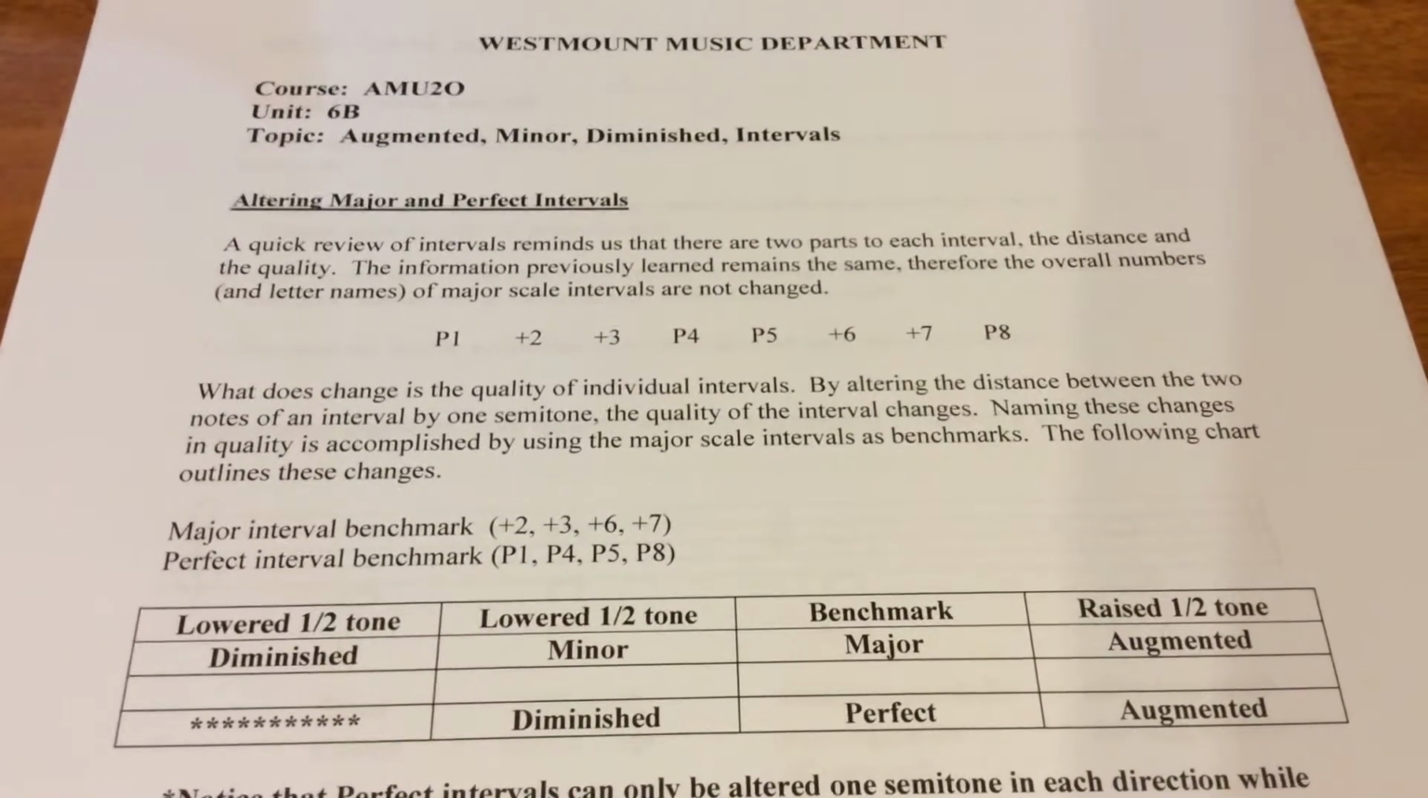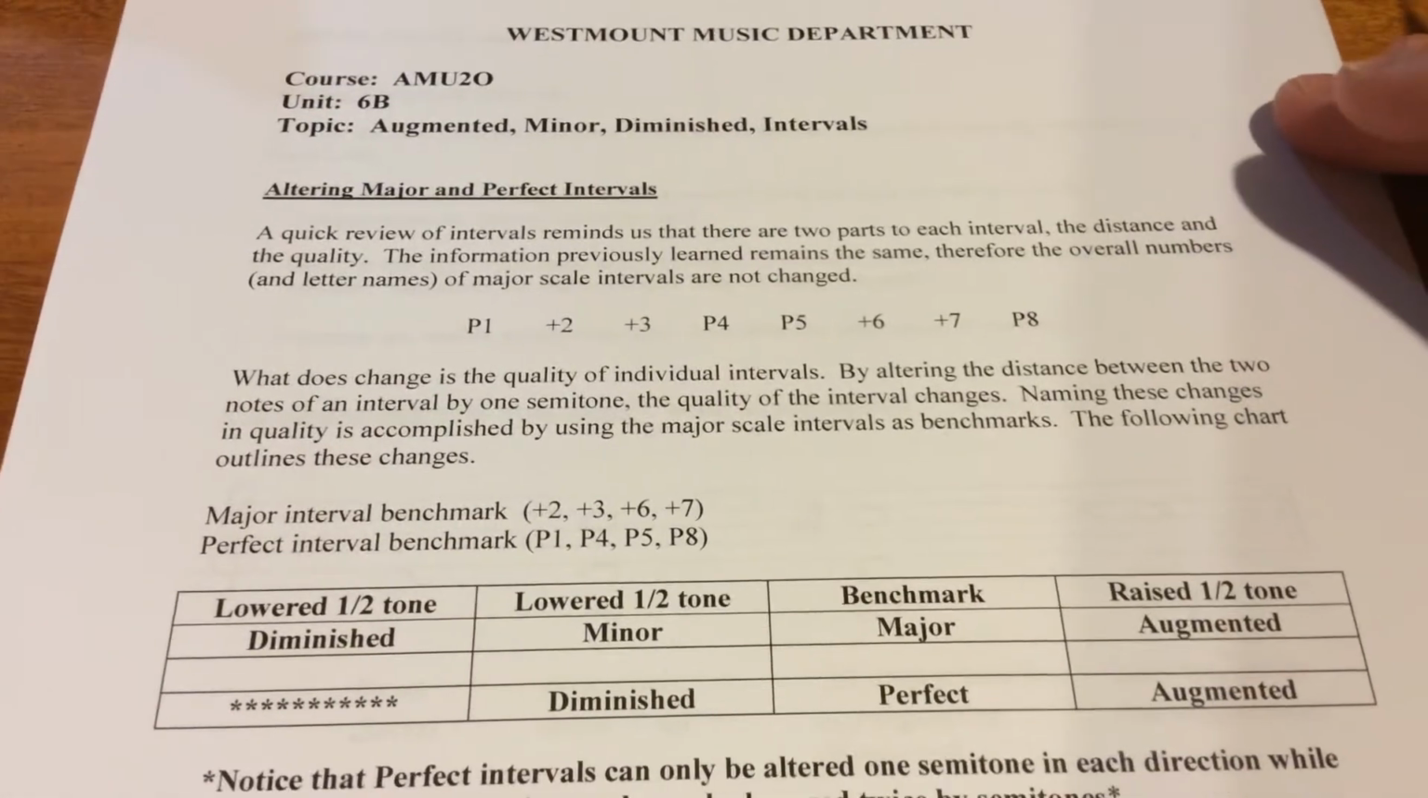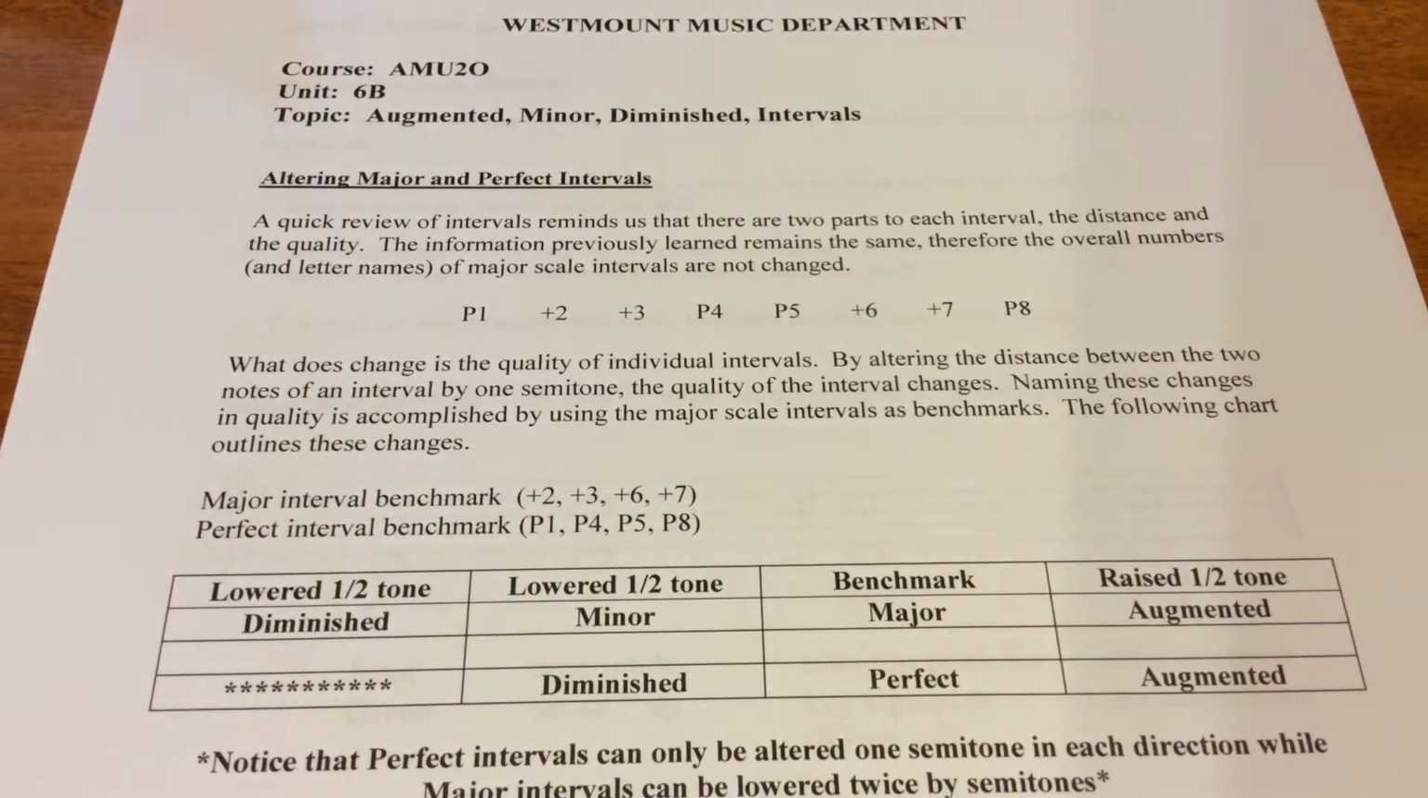Hi everybody, this is the grade 10 lesson, unit 6B, and today's topic is augmented, minor, and diminished intervals. So a quick review from last year. In grade 9 we were doing intervals that were all derived from the major scale. And we had intervals that were either major or perfect, depending on which distance they were, measured from the root. So a quick review reminds us there are two parts to every interval.